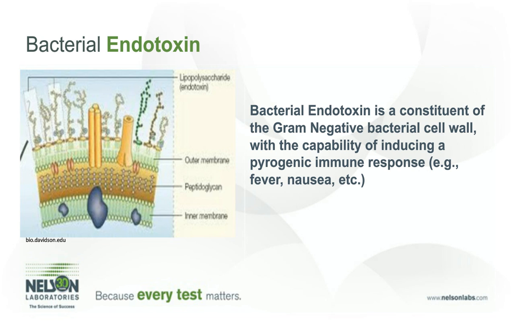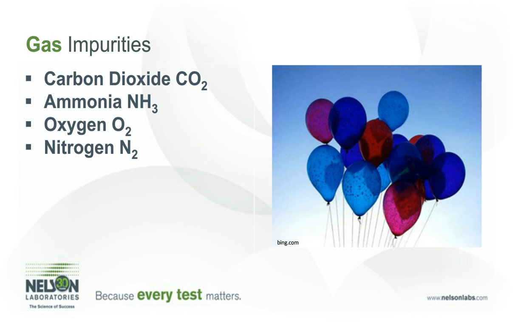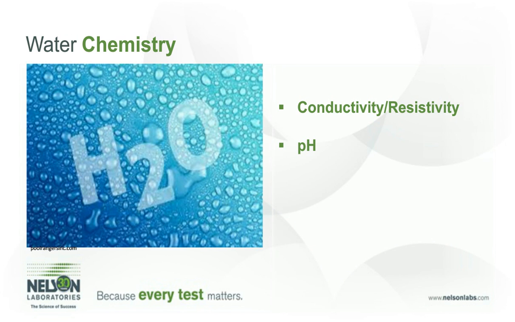Next, we move to organic impurities, those impurities that are carbon-based and sourced from plant and animal decay. They may also be from industrial and domestic waste sources such as pesticides and herbicides, and basically runoff that accumulates in the watershed. We quantify the levels via total organic carbon, or TOC, testing. And finally, the last category we will discuss is the dissolved gases. These are typically atmospheric gases such as carbon dioxide, oxygen, nitrogen, but also ammonia that can accumulate in the water system. Moving into water chemistry, we'll briefly discuss conductivity, resistivity, and pH.